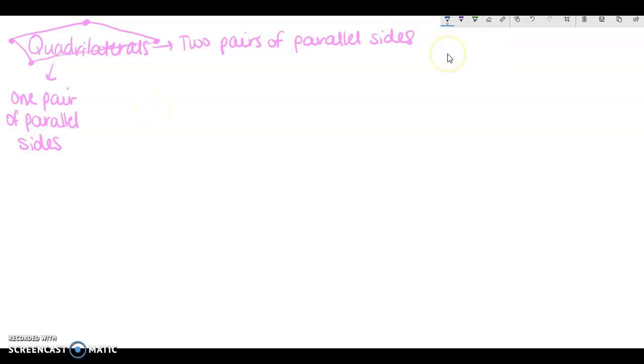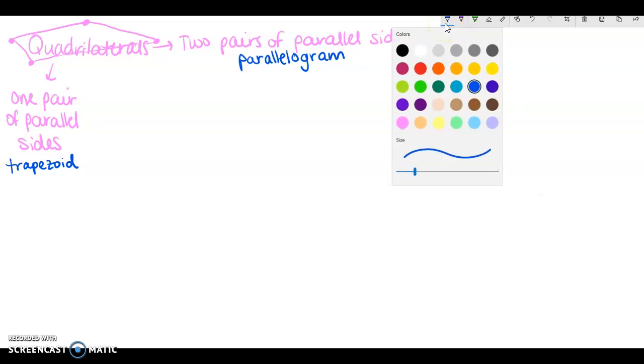We're looking at this idea that quadrilaterals either have two pairs of parallel sides or they have one pair of parallel sides. If there are two pairs of parallel sides, that is going to be called a parallelogram. If there is one pair of parallel sides, that is going to be called a trapezoid. Now we're thinking about this exclusive definition.